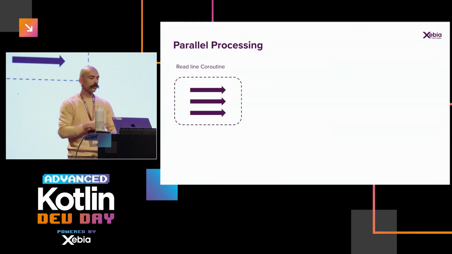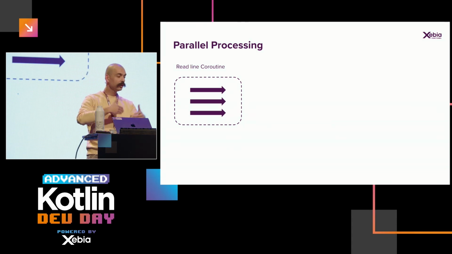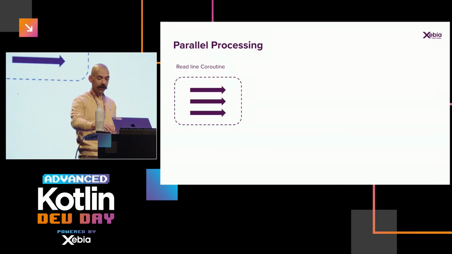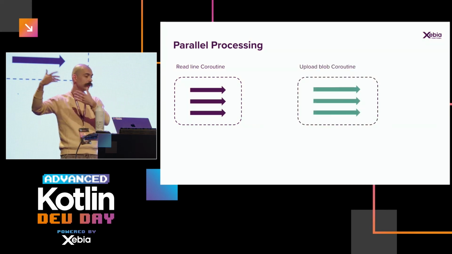So what does KotlinX offer us to do, or what is a common technique in functional programming to solve this problem? We create a coroutine that is reading all the lines from the path. Imagine here we are reading 3 lines from the path. We then want to upload 3 lines in parallel to the cloud.